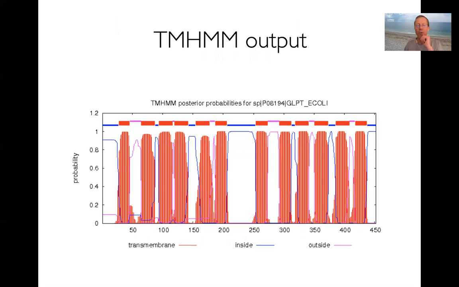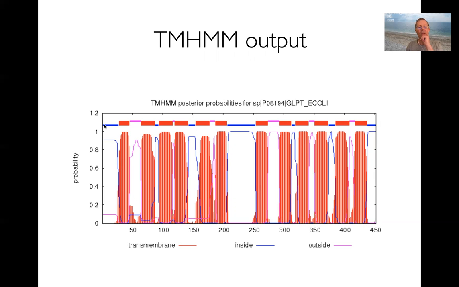So here is what the typical output looks like from TMHMM. What's done here is you take a sequence, in this case of this protein here, and you feed it into TMHMM, and it tells you the most likely path through the HMM taken to generate the sequence. What's the most likely path of states to generate the sequence of GLP-T? And that is essentially shown here on the output.